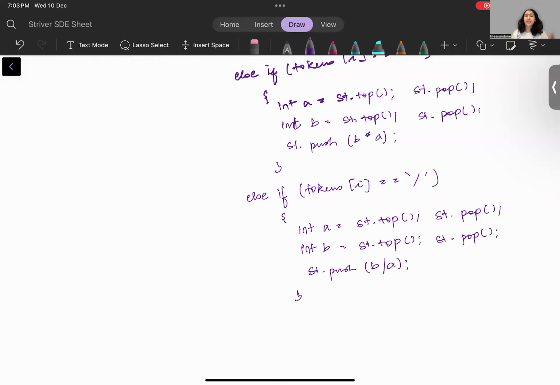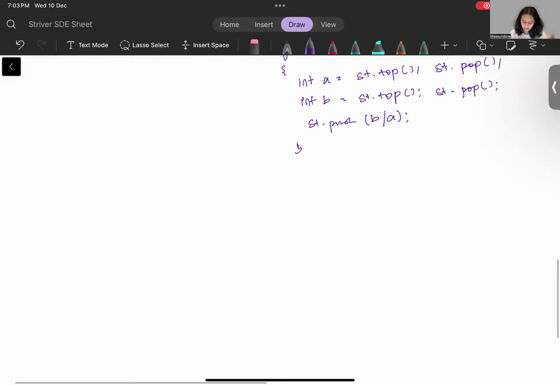Now there is another case that is much more important. What is that case? It's a simple else. Simple else. What does that mean? That you have hit a place where there is a number. Then what do you do? You just push that number in the form of integer.